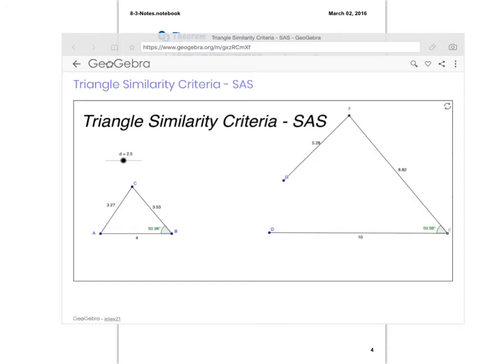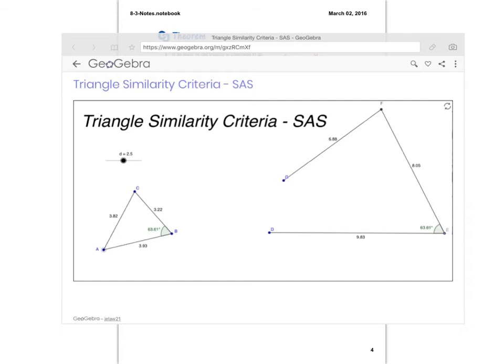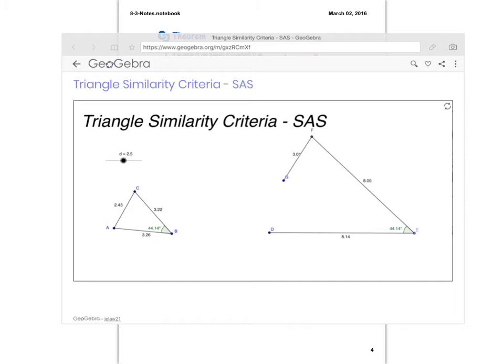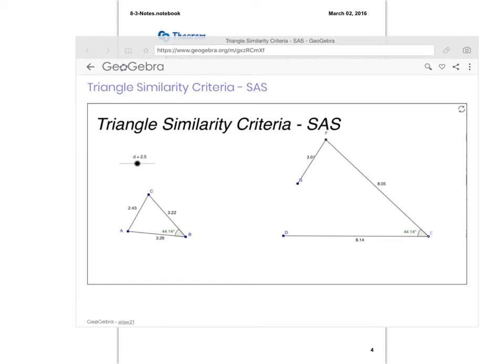So we have an angle. We can set our angle here, okay? And we can set that angle. So right now I got this angle of 44.14. So the angle is set, all right? And I'm going to set my ratio, okay? So my scale factor. So here is my scale factor. Maybe I'll set it at 2 to make things easy, all right?